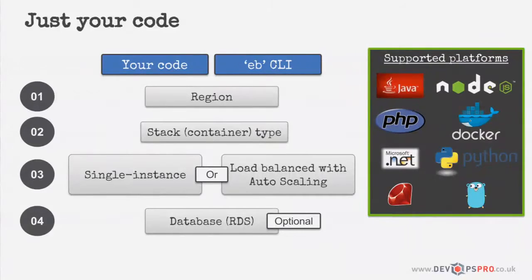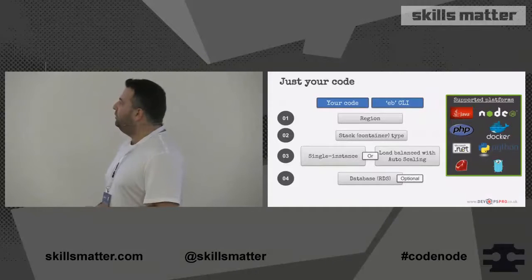So, we said just your code. You create an environment inside of a region in Amazon. All regions are supported. You choose the stack type, which can be Docker, can be Go, can be PHP, Node.js, Java, and even .NET. So if you have an application, it can work. You don't need Docker to use it. You can just deploy your Node.js inside of a zip. It will open it and run it for you very, very easily.